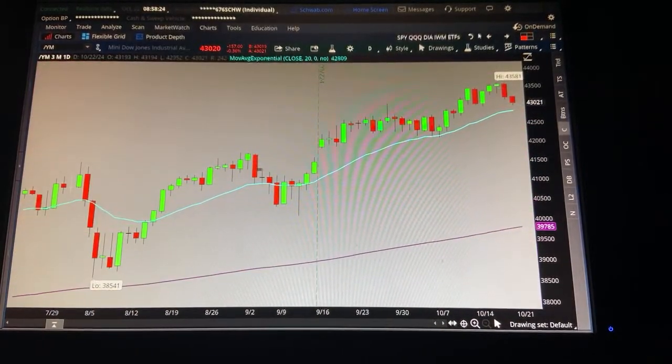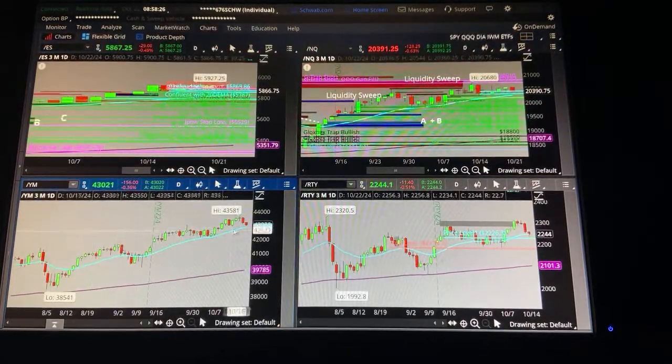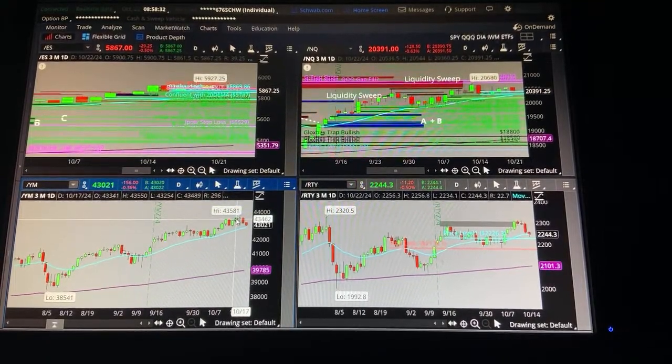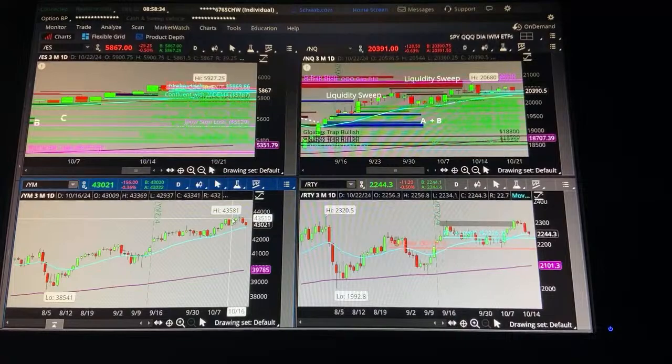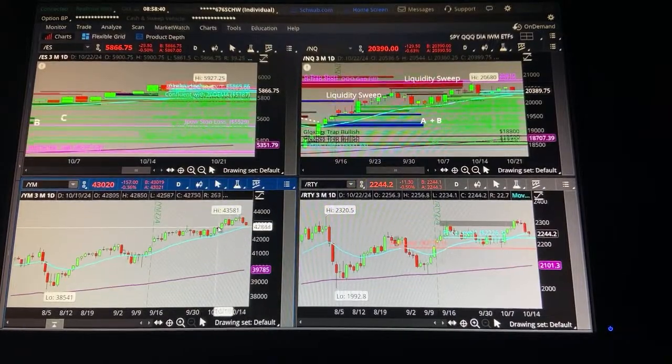Just move forward here, pick up the speed. We got Dow Jones lower left. It participated in all-time highs. Dow Jones for you Dow Jones traders. I'm not much of a Dow Jones guy, more of an S&P Nasdaq. But Dow Jones playing ball, all-time high, pulling back to the 20-period moving average.